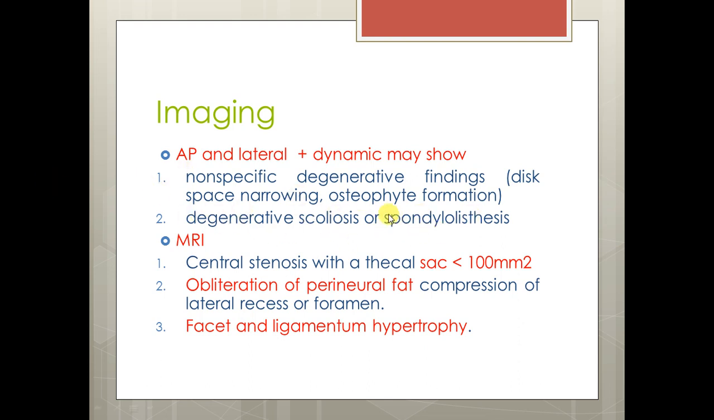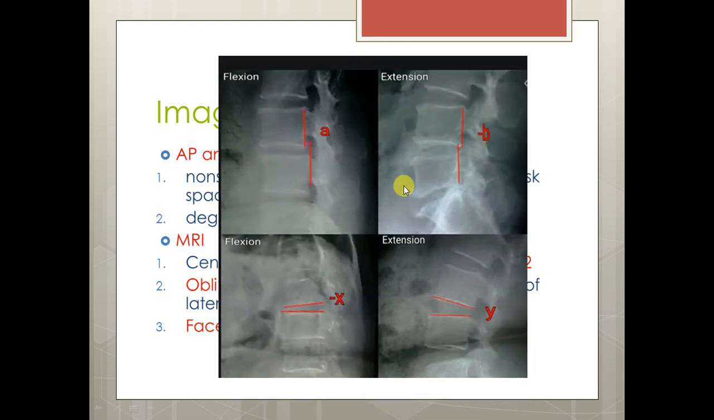For example, spondylolisthesis. Mainly we need dynamic images, flexion and extension. Flexion and extension detect instability. Usually you have a stenotic canal. So if you want to do some surgery for this patient, you will remove the elements, but you will need to decide whether to do an instrumented fusion or not.